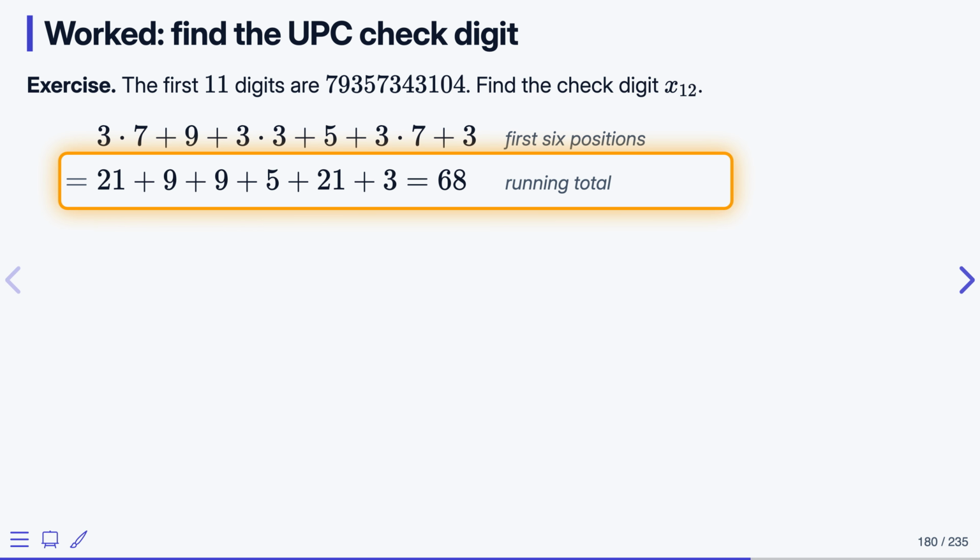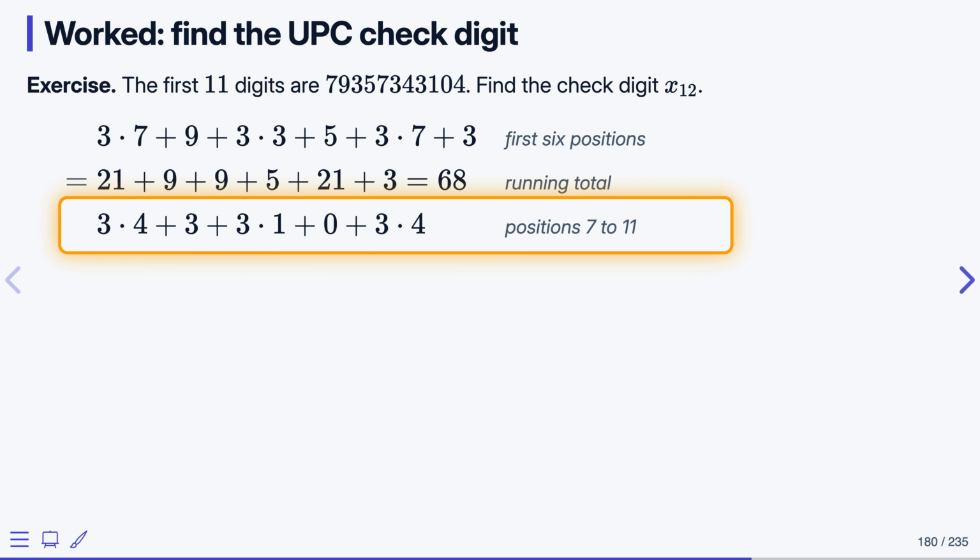Step 1, work them out. 21, 9, 9, 5, 21, 3. That adds to 68.